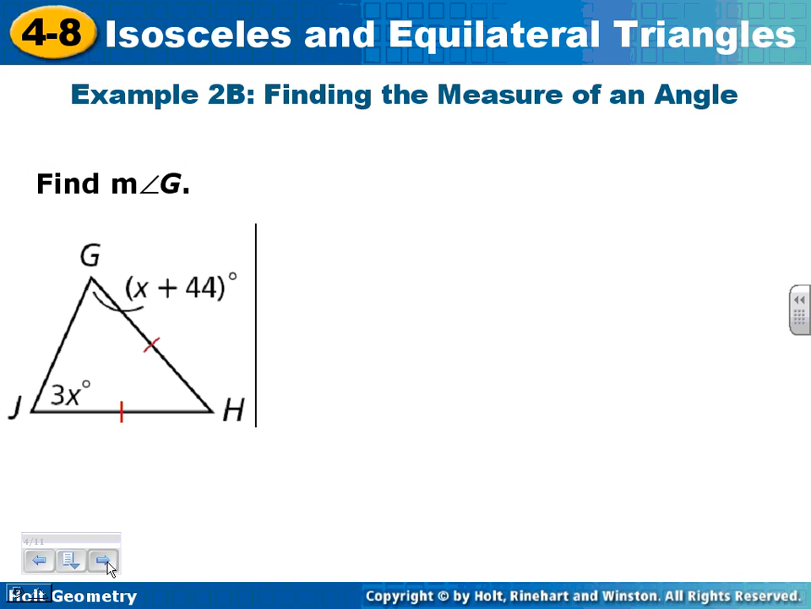Take a look at the next one. Find the measure of angle G. Notice this time that there's a tick mark and there's a tick mark. That means this angle G and this angle J would be congruent, because the triangle looks like it's turned on its side. Let's set up an equation. I don't have numbers this time, so I can't use the rule of 180. I'm going to write 3x equals x plus 44.